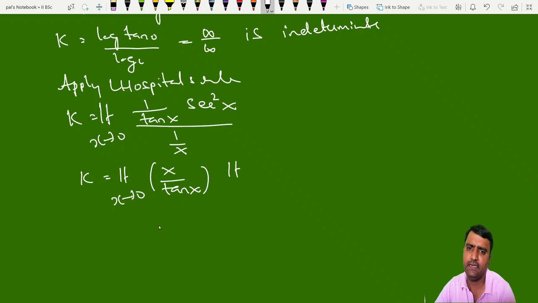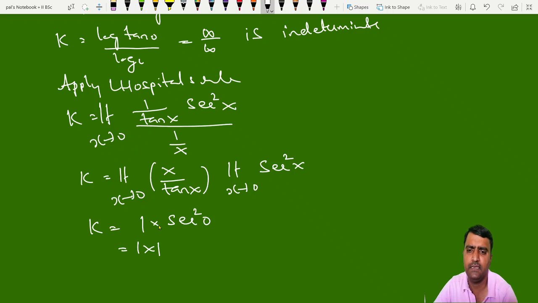And again you take limit x tends to 0 into secant square x. As you know that the limit of tan x by x when x tends to 0 is 1, or the limit of x by tan x when x tends to 0 is also 1, into secant square 0. As secant 0 is 1, it is 1 into 1 is equal to 1. k is equal to 1.